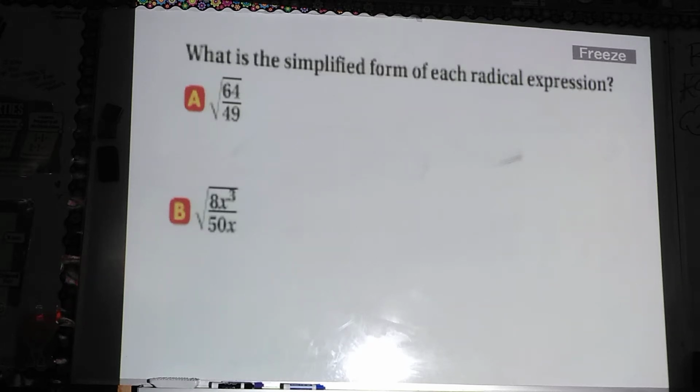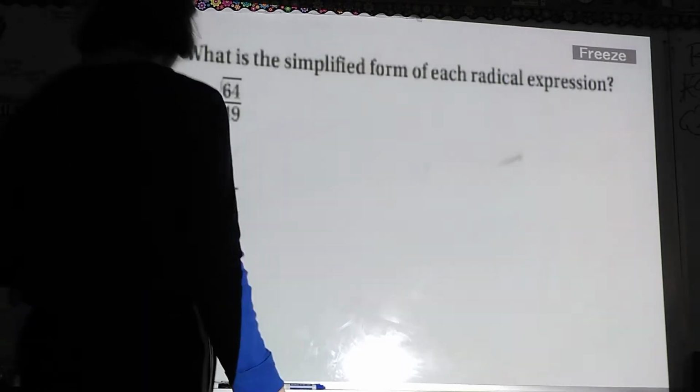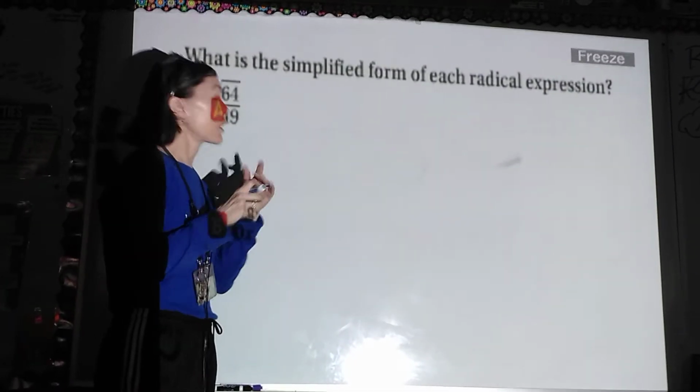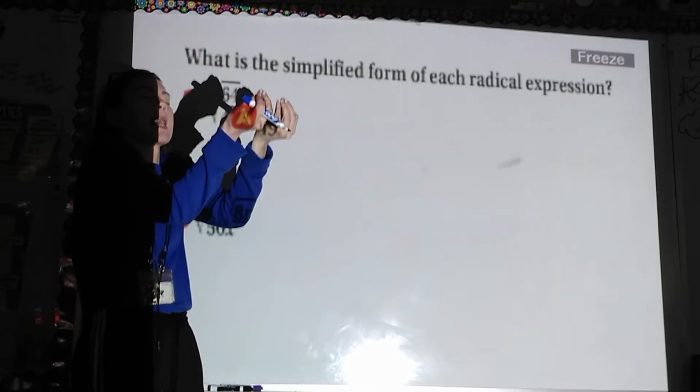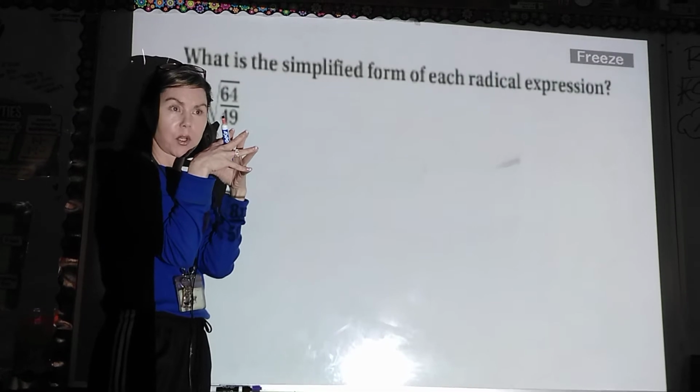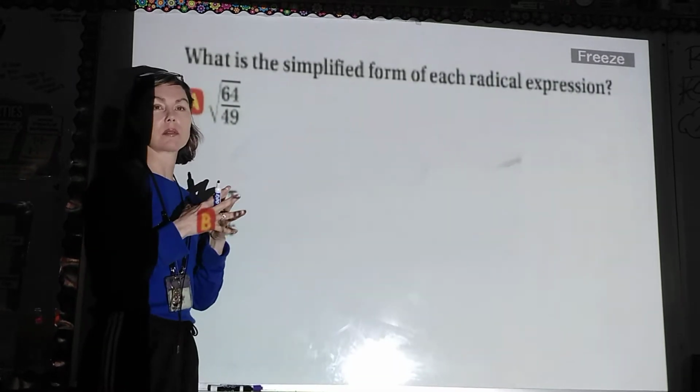Okay, everyone, division of radicals. Here we go. We are recording, yes we are. Division of radicals. Eyes up here. So we already wrote this in our notes, okay?